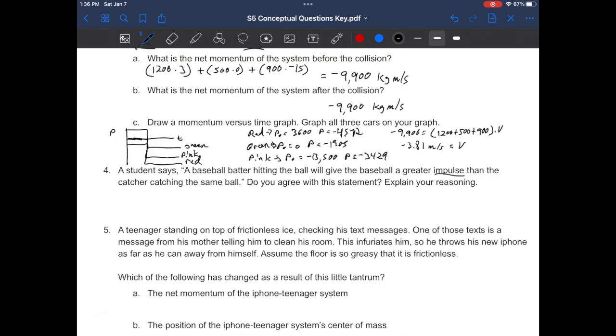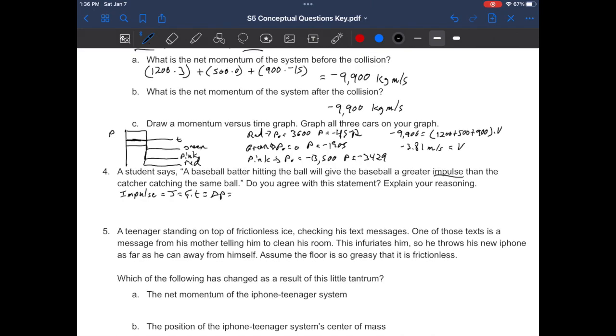A student says a baseball batter hitting a ball will give the baseball greater impulse than the catcher catching the same ball. Do you agree with the statement? Explain your reasoning. So let's think this through. It's asking about impulse. Impulse is J in the formula. That's force times time. It's also a change in momentum.